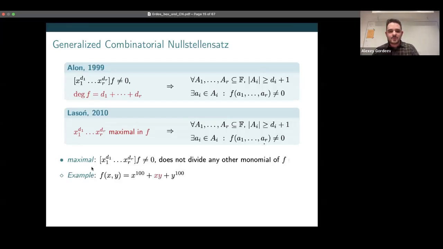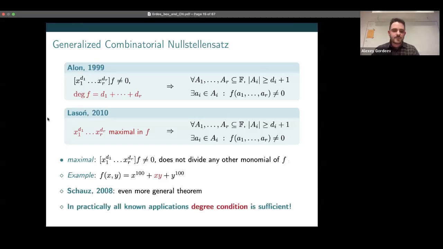If this monomial is maximal in F, then the same conclusion holds. As an example, we can look at the polynomial x to the 100 plus xy plus y to the 100. Here xy is a maximal monomial because neither x to the 100 nor y to the 100 divides xy, since each of them doesn't contain either x or y. On the other hand, the degree of xy is just 2, but the degree of the polynomial is 100. So Lasoń's theorem is indeed much stronger. And this is the version of combinatorial Nullstellensatz which we will be using later.